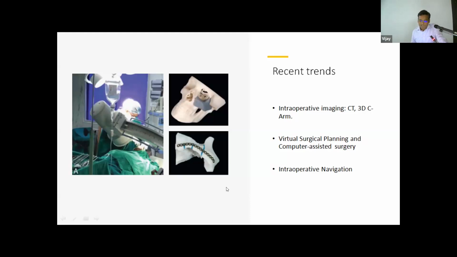For complex cases like comminuted fractures, we can opt for virtual surgical planning and computer-assisted surgery. An STL model is generated, and we can pre-bend our implants over the STL model and use it intraoperatively. Similarly, intraoperative navigation can be used to determine the adequacy of reduction without radiation exposure to the patient and operative team.